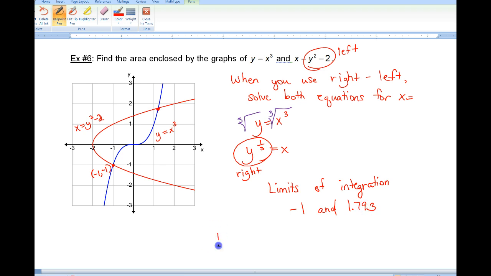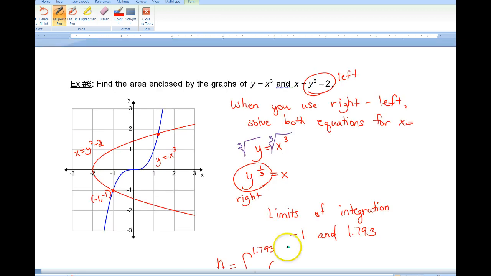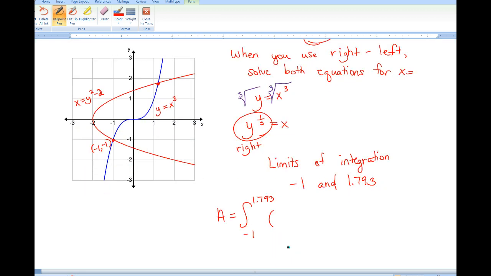Okay, so what's my area formula? It's going to go from -1 to 1.793. What was the right curve? Y to the 1/3, good, minus y squared minus 2, so it's going to become minus y squared plus 2. I distributed the negative sign.